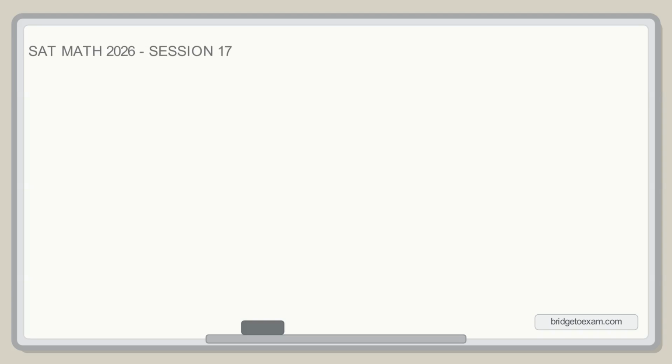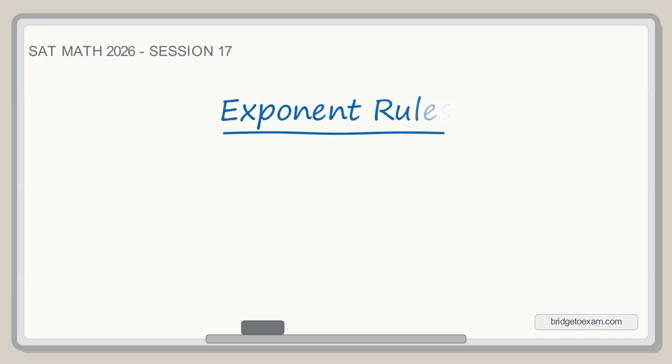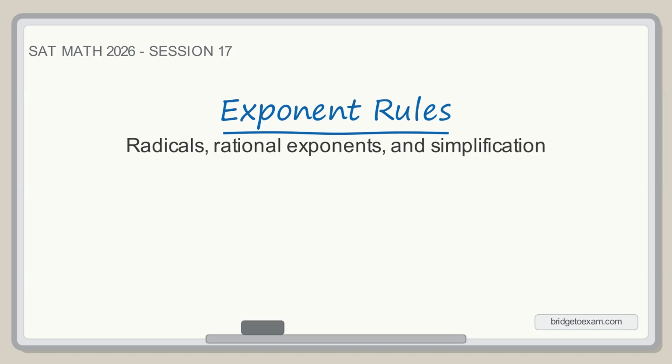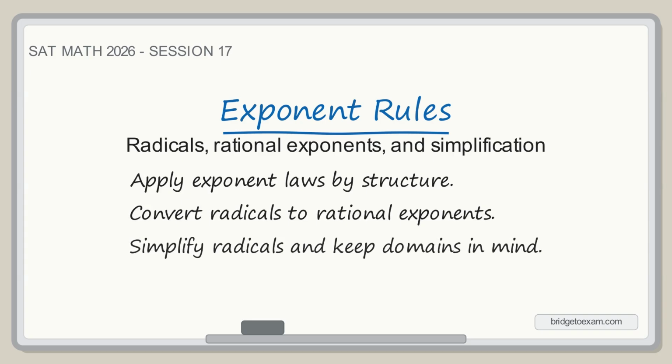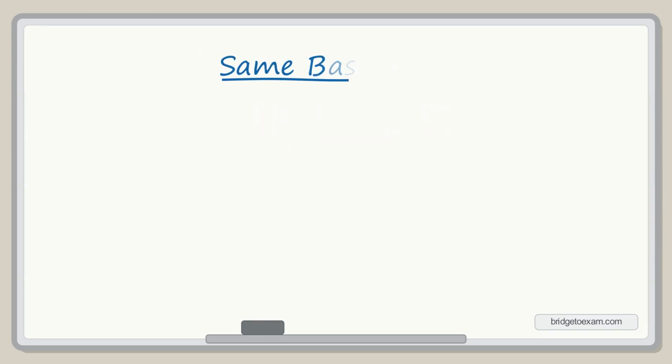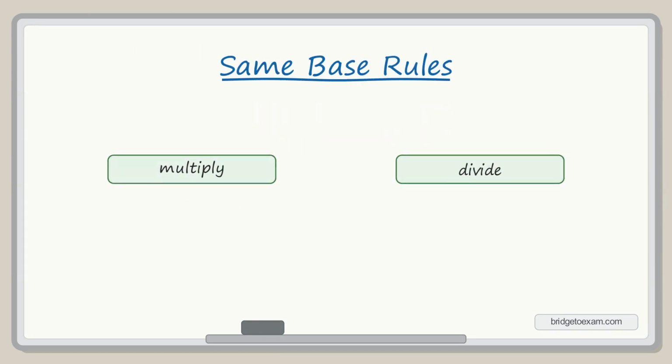Welcome to Session 17. Exponents and radicals are the same language written two ways. Today we use exponent laws, negative and rational exponents, radical simplification, and equal base equations. For the same base, multiplying adds exponents, and dividing subtracts exponents.